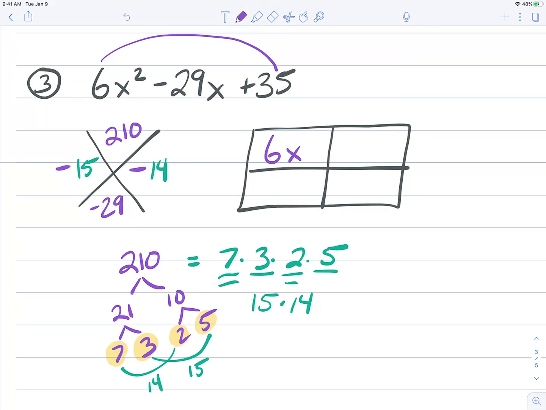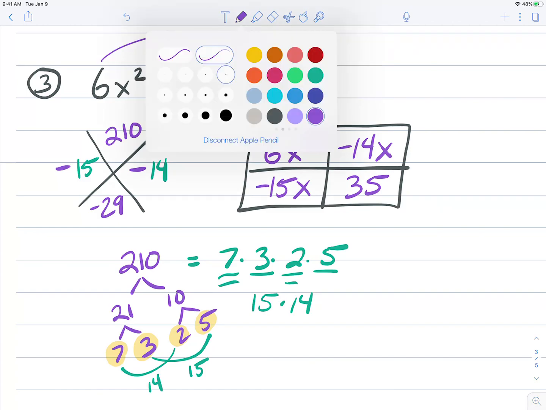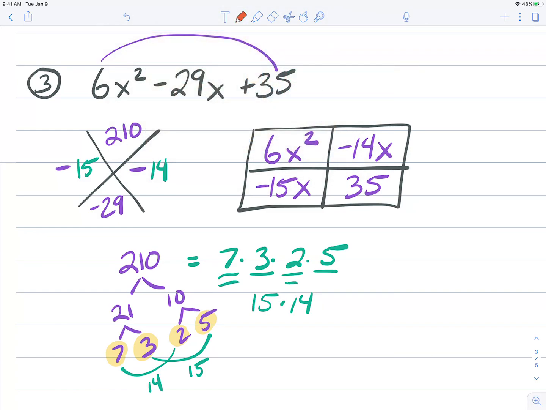Upper left-hand corner is 6x squared. Bottom right is 35. My two numbers I found, I'm going to add x's with them because those are the numbers that add to that negative 29x in the middle. Now if I take the GCF of the rows and columns, so the first column has a 3 and an x in common. The last column has a 7. The top row has a 2 and an x in common, and the bottom row has a 5.